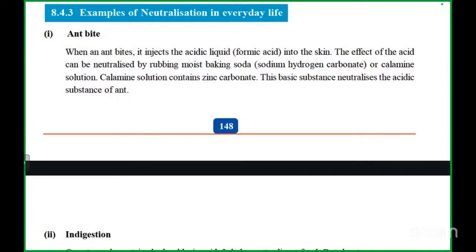A solution of calamine is applied, if you've heard this name, calamine. This calamine solution contains a substance called zinc carbonate, which is also a base. These two things, sodium hydrogen carbonate and zinc carbonate, both are bases. When a base reacts with the acid, it neutralizes its effects and cancels the effect of the acid.